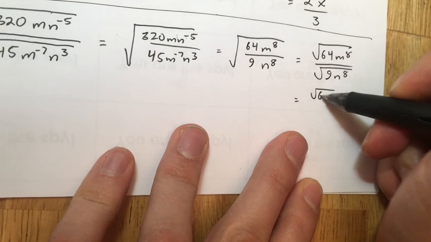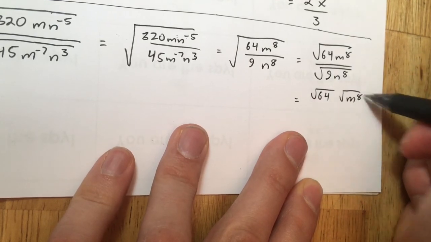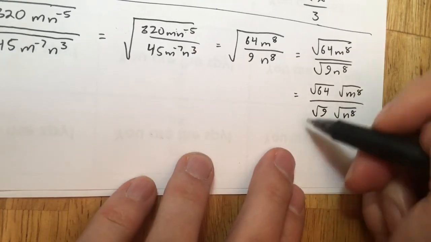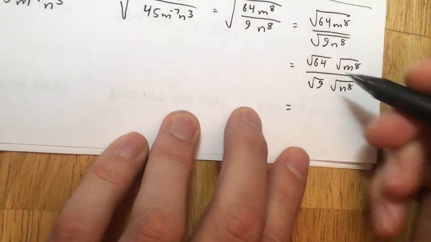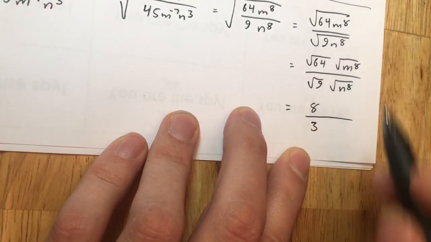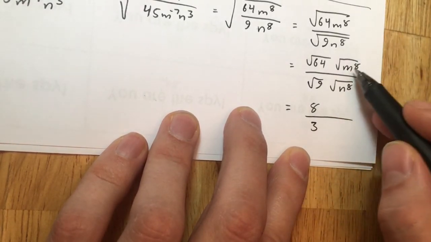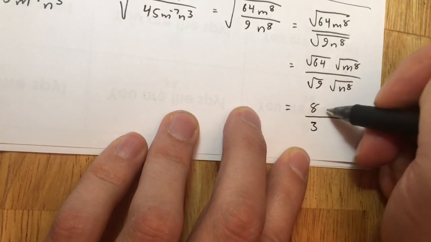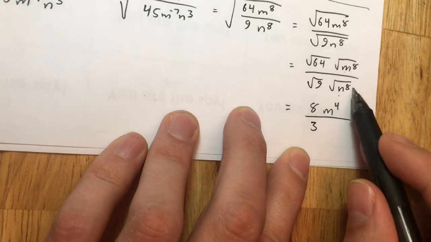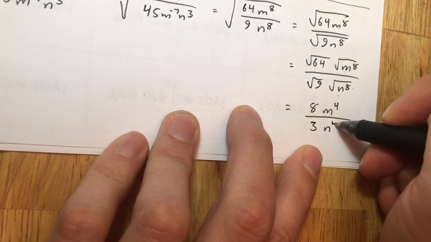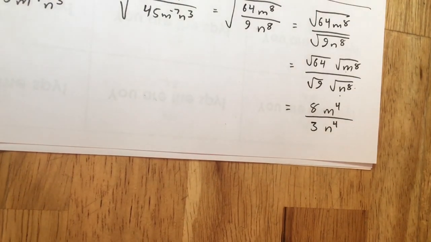We can write this as root 64 root m to the 8 over root 9 root n to the 8. And the square root of 64 is 8. The square root of 9 is 3. What's the square root of m to the 8? Well, m to the 8 is m to the 4th squared. So it's m to the 4th. And n to the 8 is n to the 4th squared. The square root of something squared is just that something. So we get this, and that's the final answer.